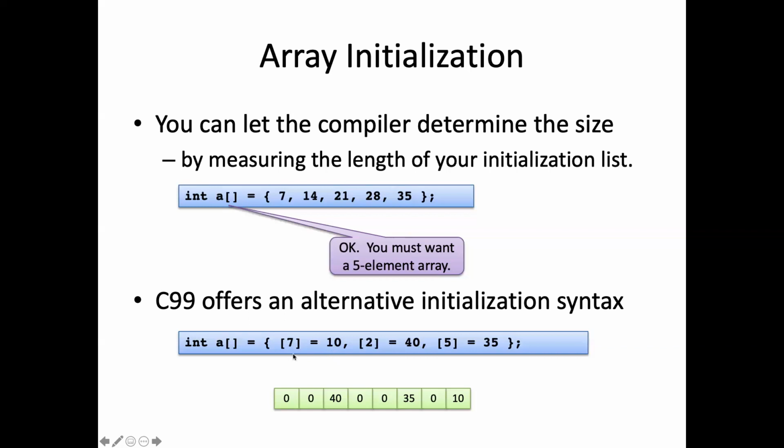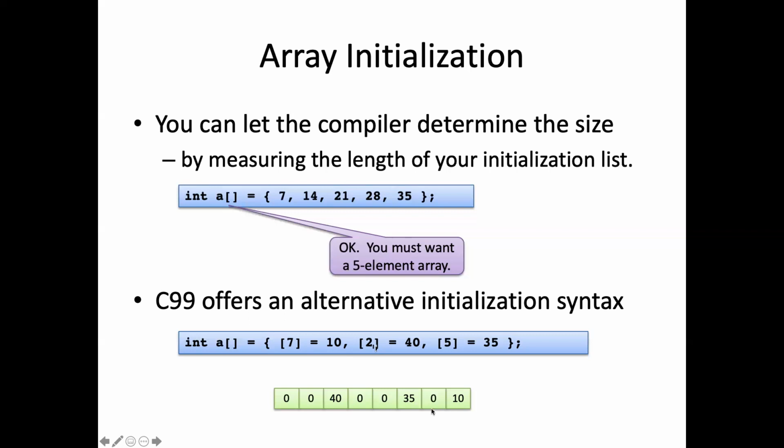And this example says, I want element 7 to get a value of 10. So that's where this 10 came from out here. That's at index 7. You don't even have to do them in order. It probably makes sense to do them in order, but just to show off what you can do, I deliberately jumped around here. So after I fill in element 7, I go back and say element 2 needs to have a 40 in it. That's where this 40 came from, and element 5 needs to have a 35. That's where the 35 came from.